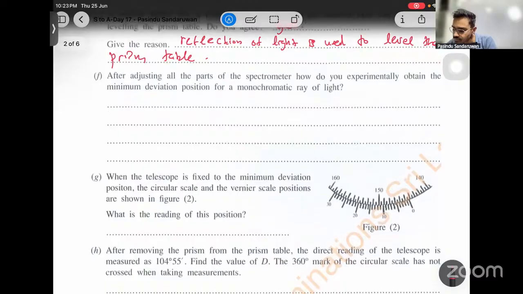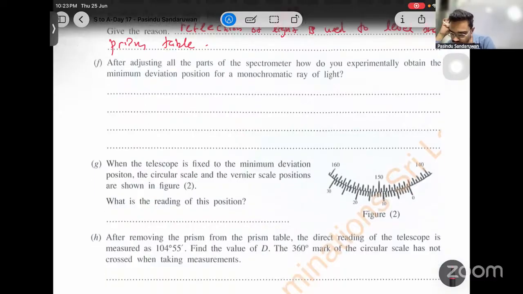After adjusting all the parts of the spectrometer, how do you experimentally obtain the minimum deviation position for the monochromatic ray of light? For that, it should be monochromatic, because for minimum deviation, we use refraction. With white light, that's a refraction. Then mention these steps in the correct sequence.